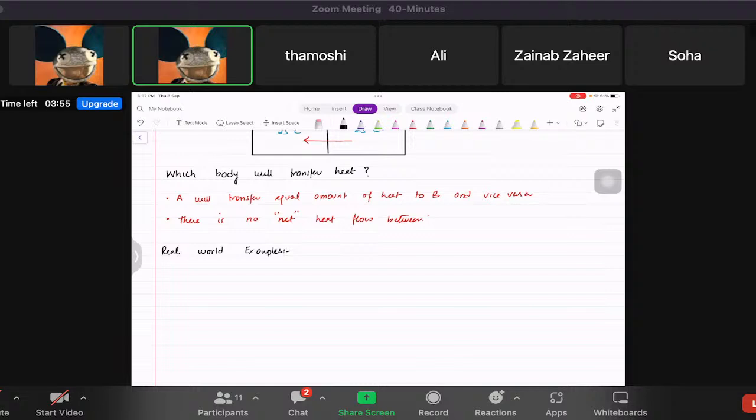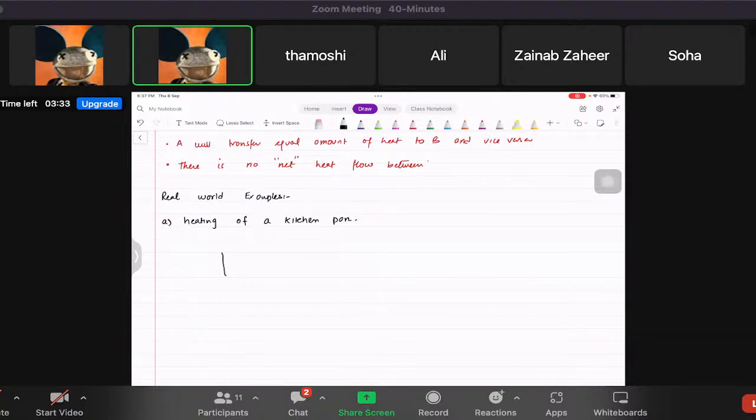So first example is, we're going to talk about heating of a kitchen pan. Okay, so suppose that we have a pan and we want to boil some water inside the pan. There is a heater. It could be electric or gas, it doesn't really matter, it's there.